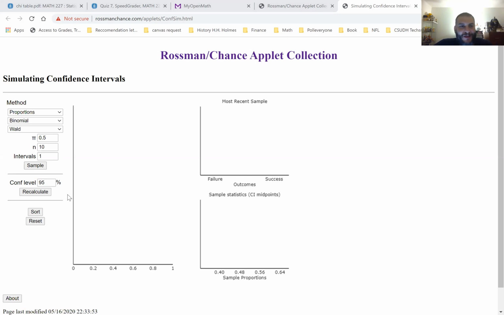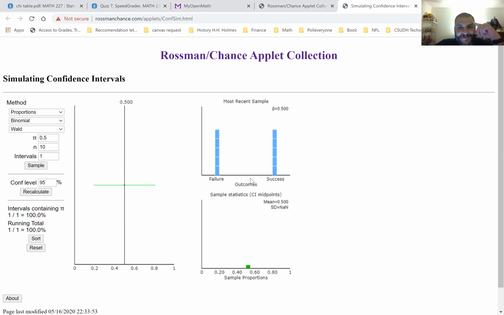No. So let's go ahead and do our sample. You can't see where I'm pointing right now, so let me get the spotlight. Can everybody see the spotlight right now? Cool. So if you look right here, it says I flipped it and 50% of the time it landed on one side, 50% of the time it landed on the other side.